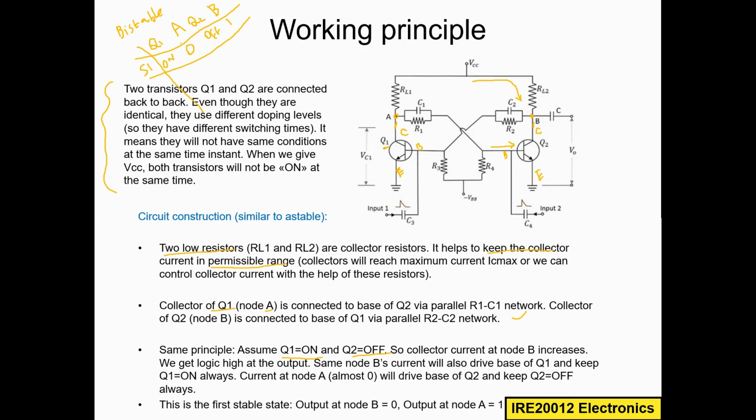So at node A, it will maintain 0. At node B, it will maintain 1. Now I am applying the trigger signal. You see here, the base of Q1 is connected to the trigger signal. The base of Q2 is also connected to the trigger signal. So now we will see.